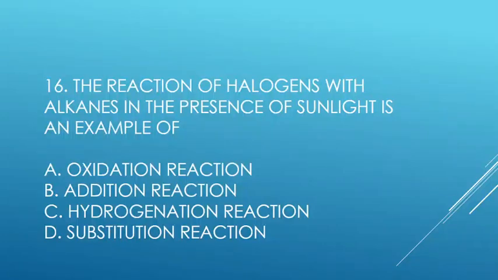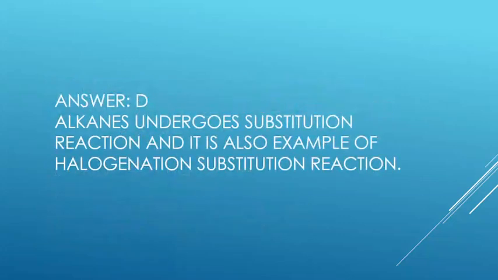Question number 16. The reaction of the halogens with alkanes in the presence of sunlight is an example of A. Oxidation reaction, B. Addition reaction, C. Hydrogenation reaction, D. Substitution reaction. The answer is D, which is substitution reaction. Alkane undergoes substitution reaction, and it is also an example of halogenation substitution reaction.